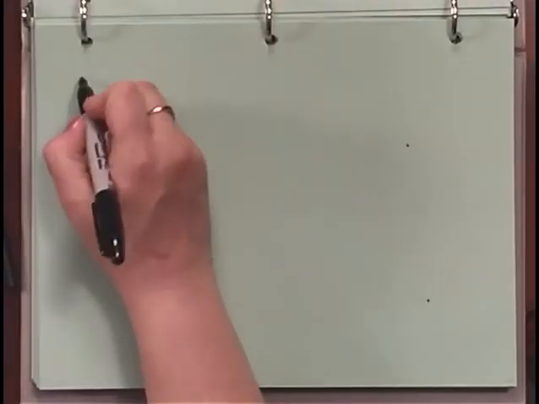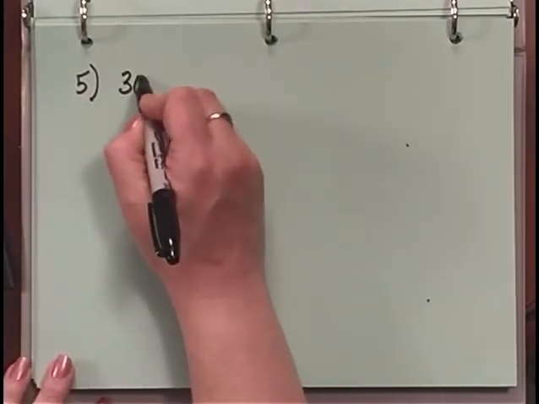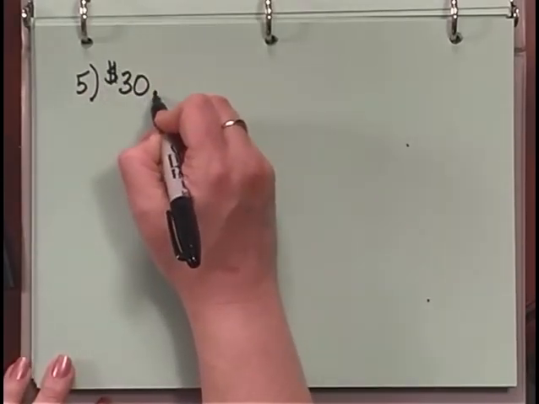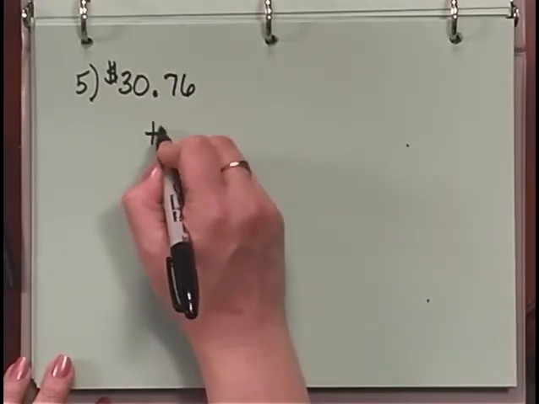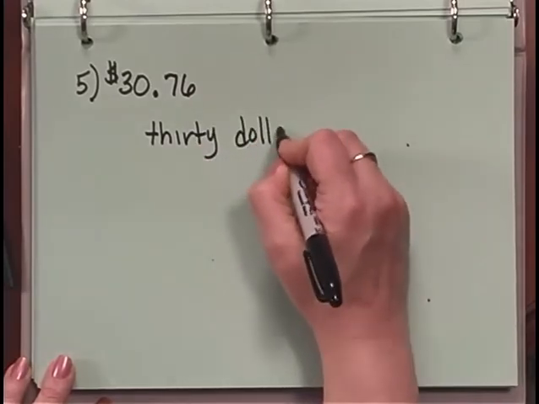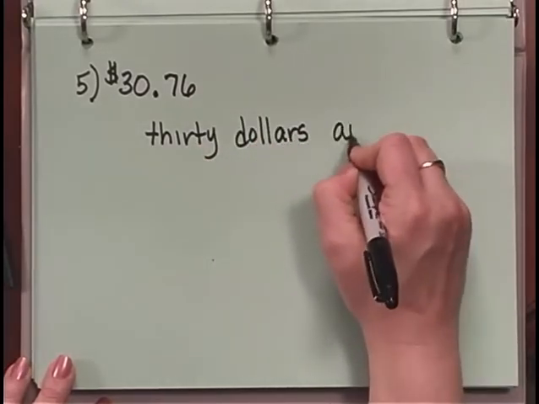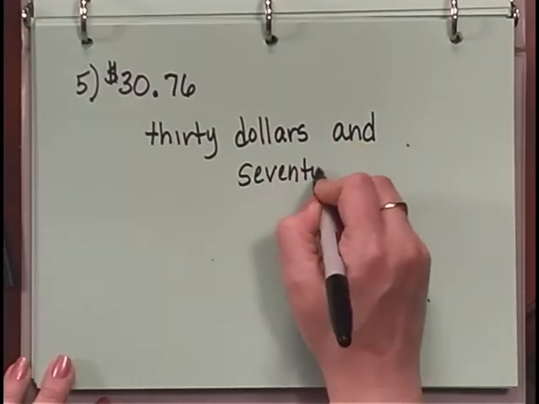This is how we would write this, using a dollar sign and a decimal point. Okay, let's look at example 5. In example 5, you're asked to use words to write $30.76. So we would say $30 and 76 cents.